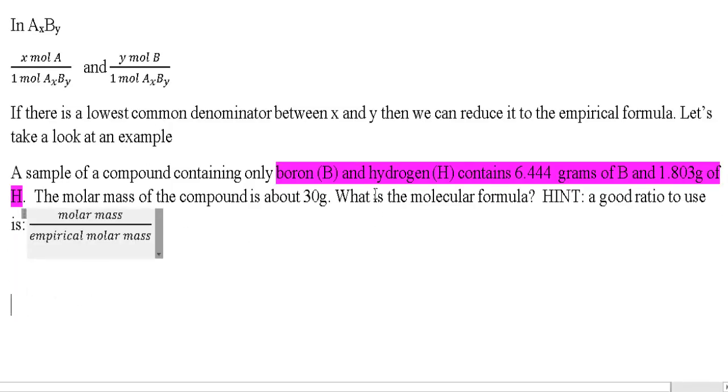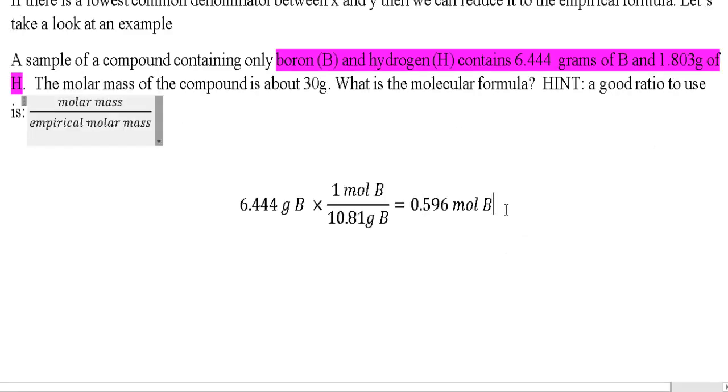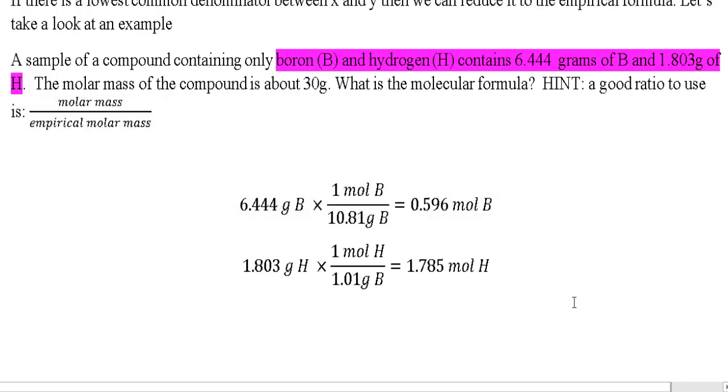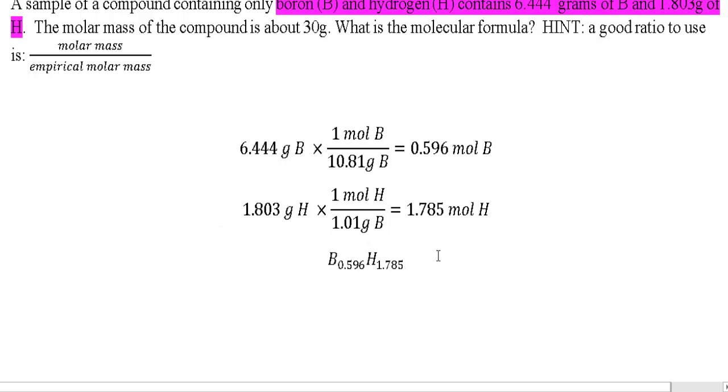So we know that there's 6.44 grams of boron. I went ahead and converted that to moles, and I got 0.596 moles of B. Let's do the same thing for hydrogen, 1.803 grams of hydrogen. Let's go ahead and convert that to moles. I got about 1.785 moles of hydrogen. So what is our formula? Our formula is B 0.596, H 1.785.